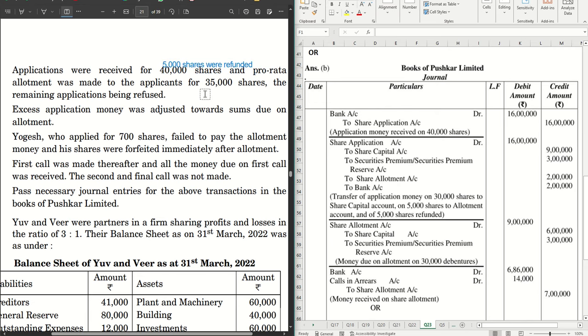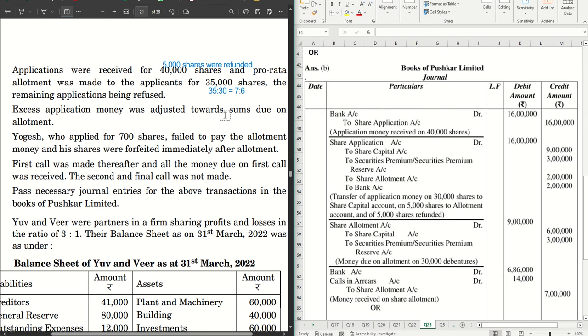And pro rata allotment, 35,000 applicants were given 30,000 shares. That means the ratio is 35 is to 30, right? So if you simplify that further, you get 7 is to 6. That's the ratio of allotment. This will be required to calculate the amount due on calls. So let's look at the second part.